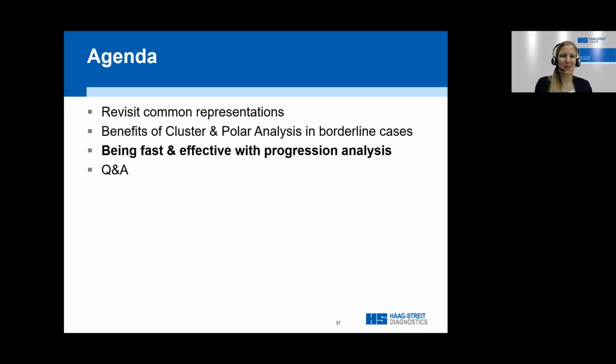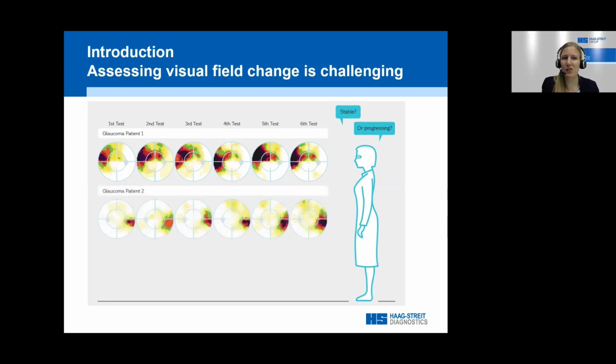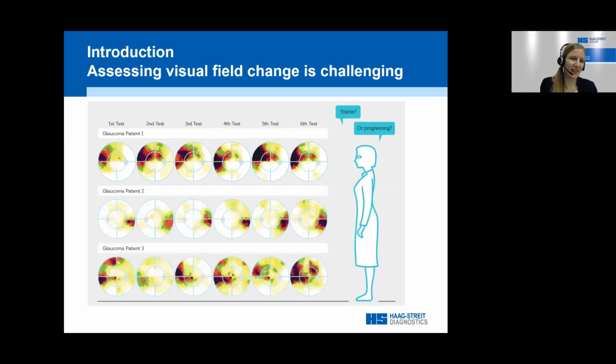So let's move on to the next point for the remaining time of this talk, and that's the progression analysis and how you can really speed up your clinical interpretation of glaucoma progression if you use progression analysis. We all know assessing visual field change is challenging. Is this stable this year? Is it progressing? Hard to say because these patients not always so perfectly performing. And the less reliable they are, the harder it gets.